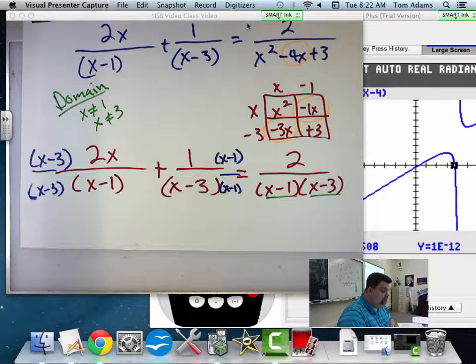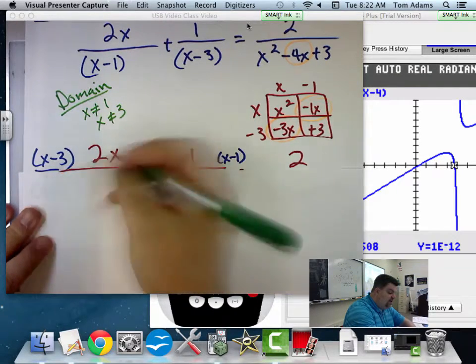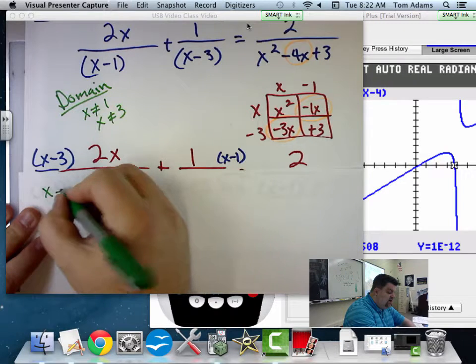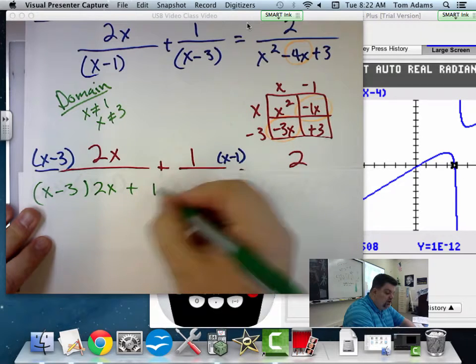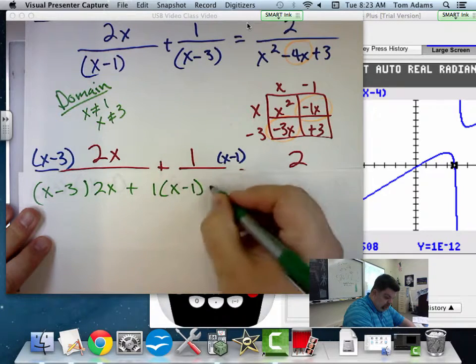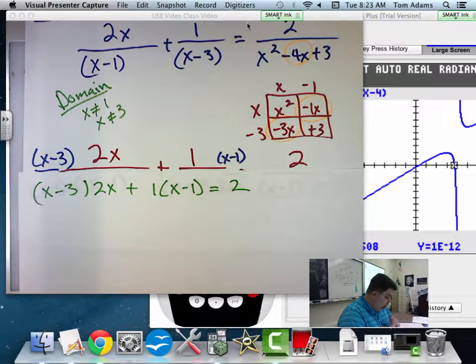Okay. So if we do all this work and we get a solution like x equals 1, is that a good solution? No. If we go through all this work and we get x equals 3, is that a good solution? No. So now at this point, the only thing we're dealing with is the numerators. Okay, so I'm gonna say x minus 3 times the quantity 2x plus 1 times x minus 1 is equal to 2. Okay?